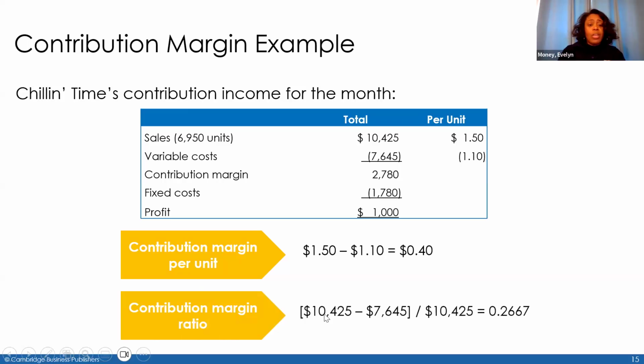We can also express this as a percentage, and we call this the contribution margin ratio. For the contribution margin ratio, we're going to take contribution margin in dollars and divide it by sales. Now, if you see the detail here, notice that it's showing me sales minus variable costs, and then we're dividing by sales. Well, this is how you find contribution margin, sales minus variable costs. So we're going to take the difference between those two, and that is what gets divided by sales to find the contribution margin ratio.